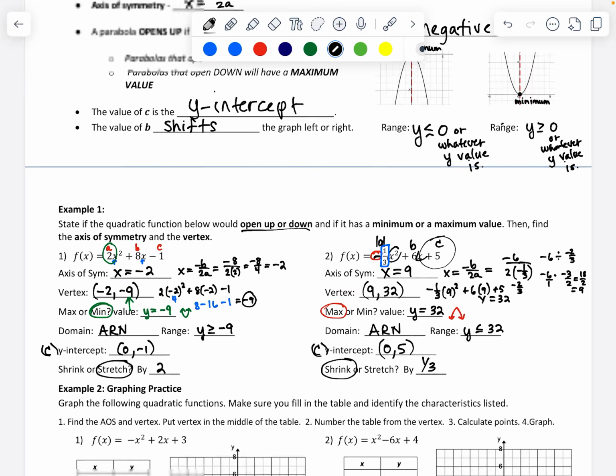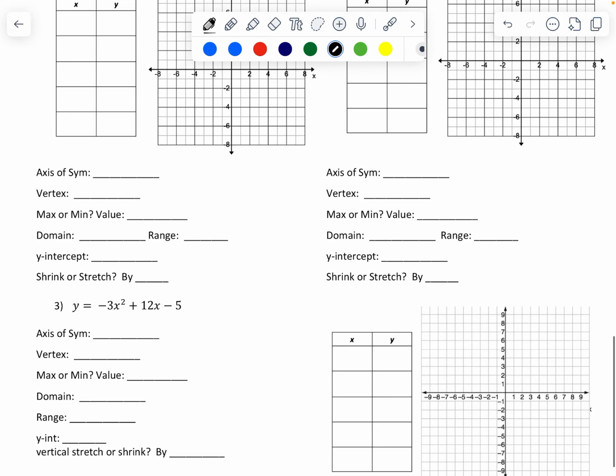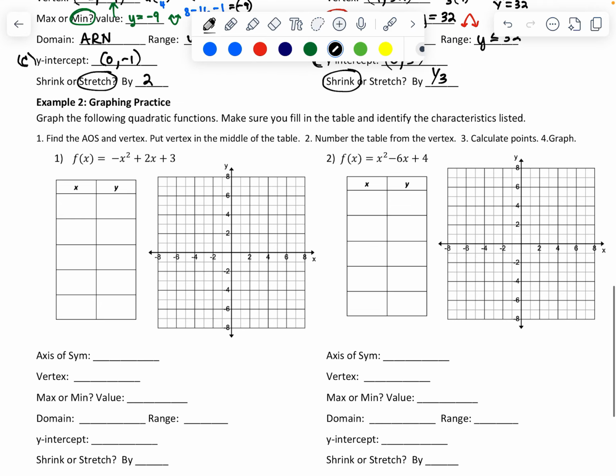All right, so now we got through all that vocabulary. We're going to practice graphing a couple of these. Okay, all right, so the first one, number 1.